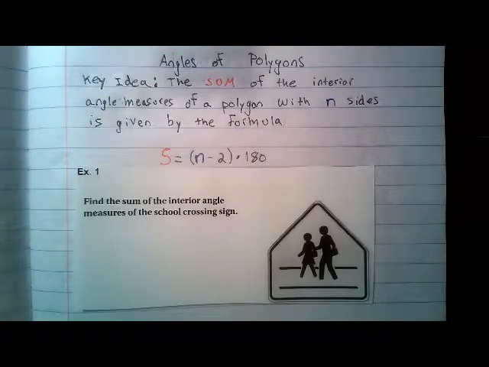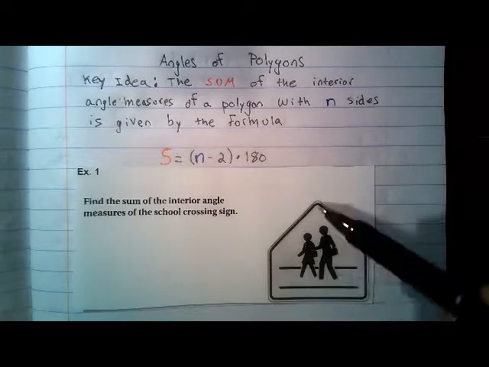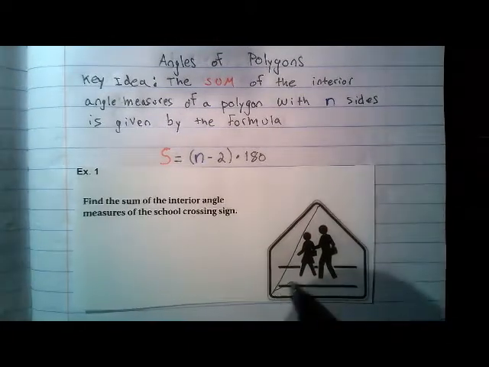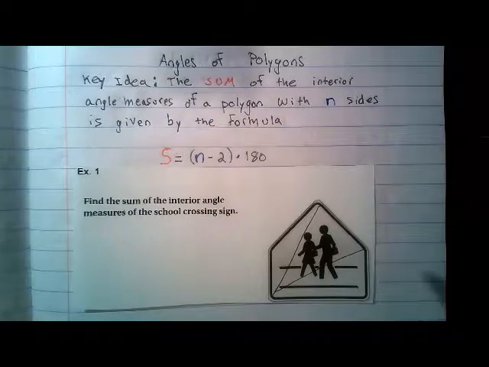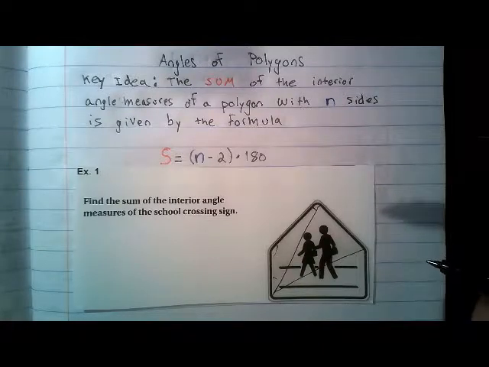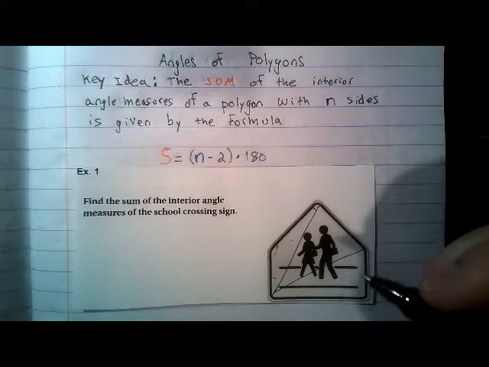So example 1 is a relatively simple example. We're going to find the sum of the interior angle measures of this school crossing sign. What you learned in the activities packet is that you can actually make triangles in this polygon. So here's a triangle, here's a triangle, so we've got 3 different triangles. Each triangle has 180 degrees in it, so we must do 3 times 180, and that would give us the sum of those angles.